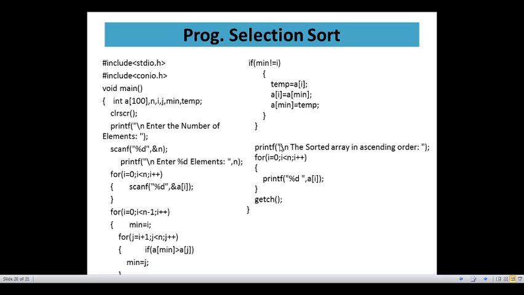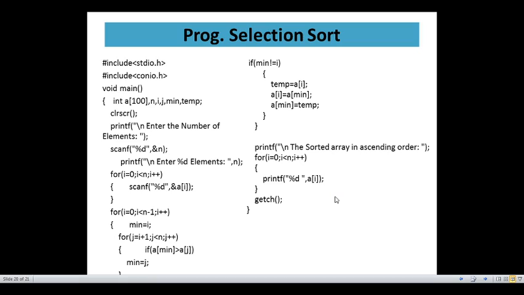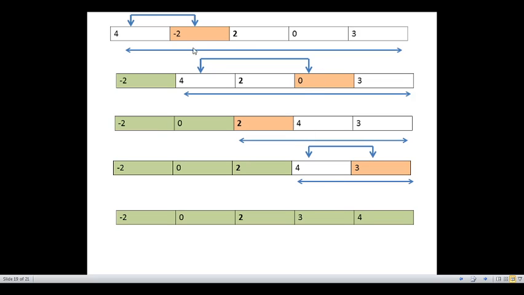First do this. After this we get the sorted array in ascending order. Here print the sorted list. In this way you can perform the selection sort. Try this algorithm with the help of different examples. Take a different example and try to solve it.